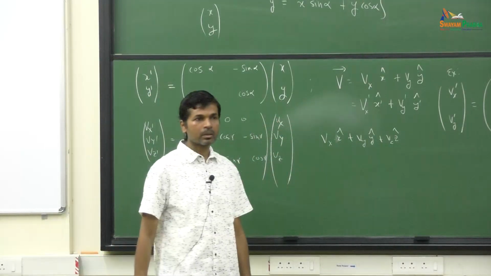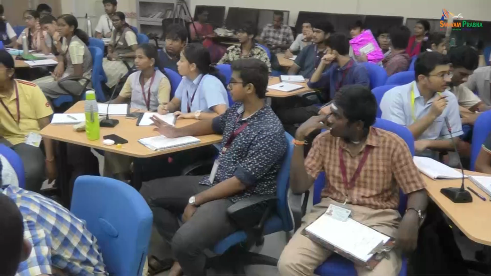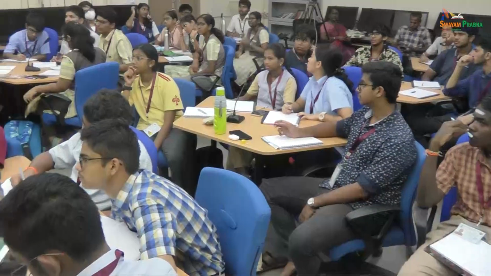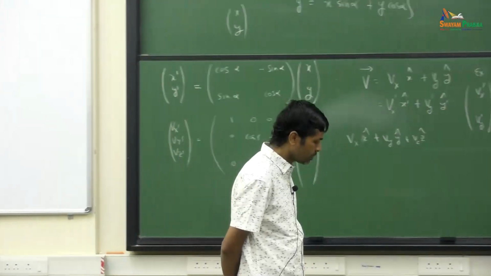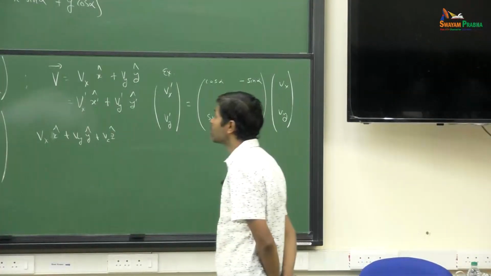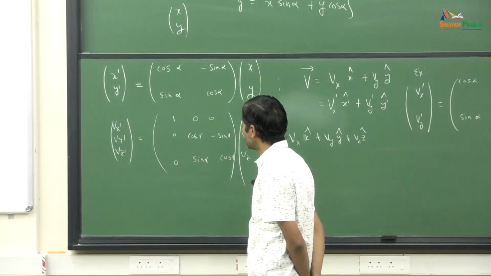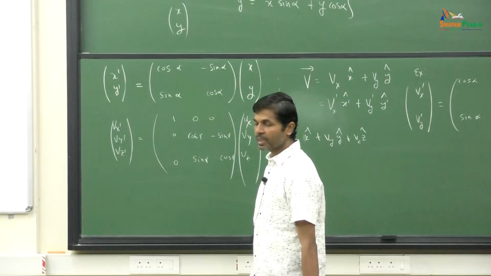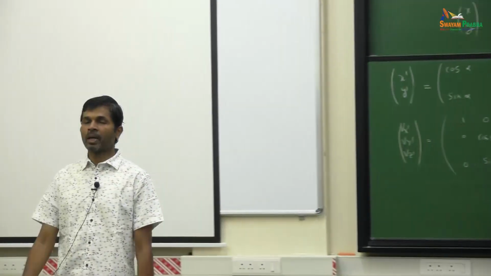Yes, there was a question from somewhere here. Okay. So this is how the components of a vector will transform. Now what we will do, so this is a qualitative argument. We can prove it in a more abstract way.